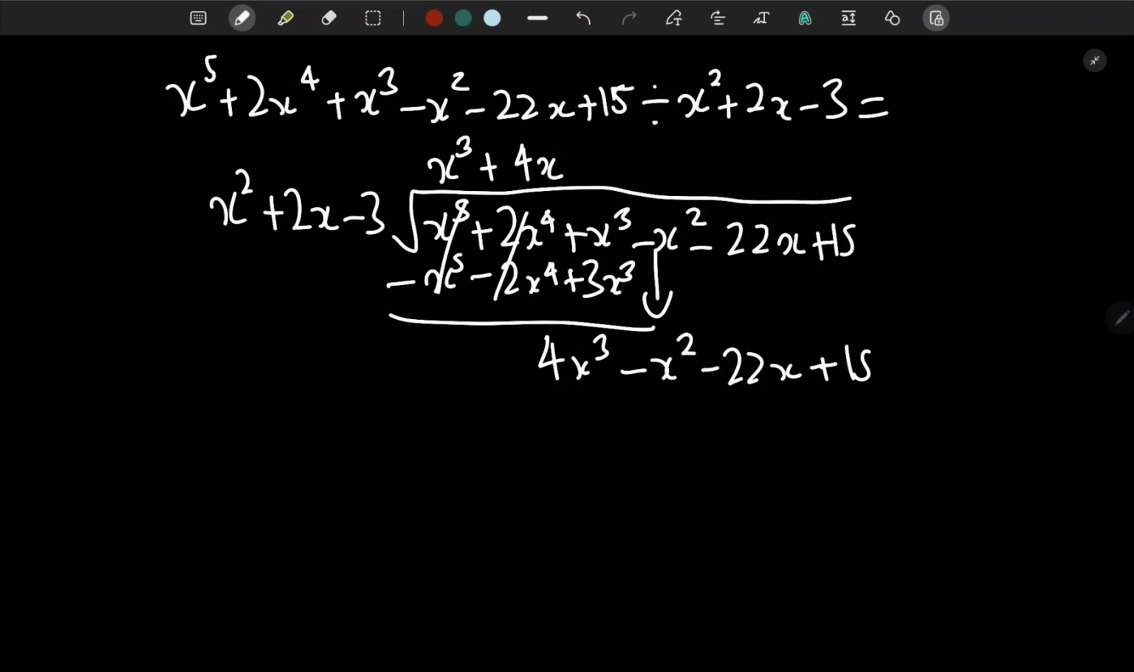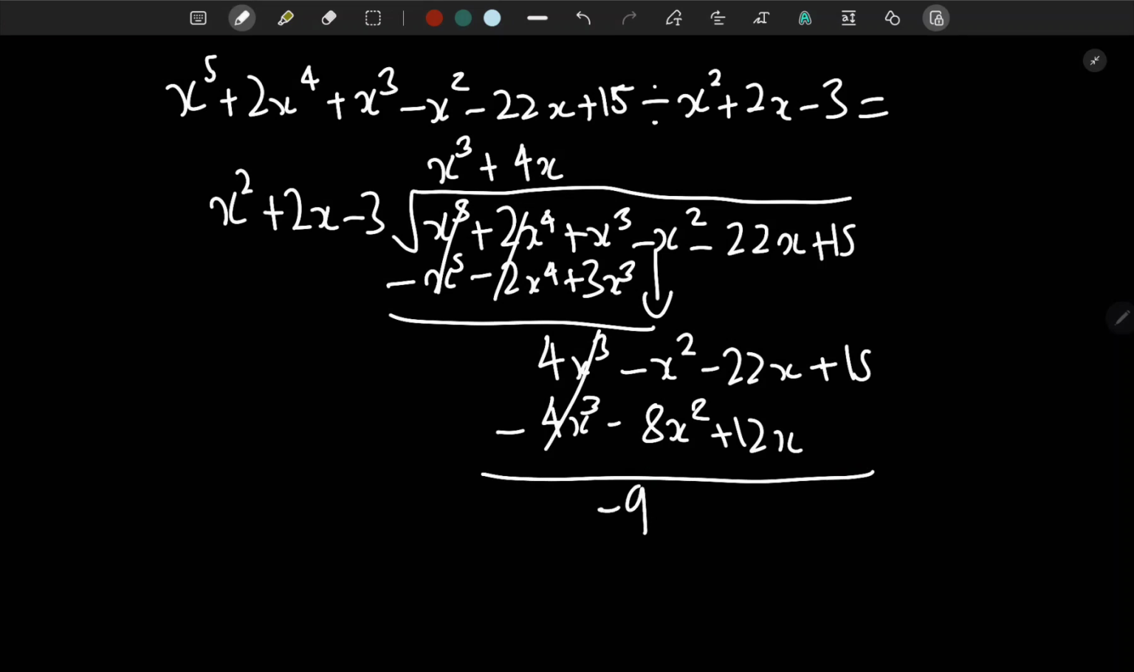Yeah, 4x. Now again, 4x multiplied by x squared is 4x cubed, times 2x is going to give you plus 8x squared, and minus 12x. And now don't forget to again switch the signs, so minus here, plus over here, so this cancels out with this and becomes minus 9x squared, and here it is minus 10x, I think. Yeah, plus 15.